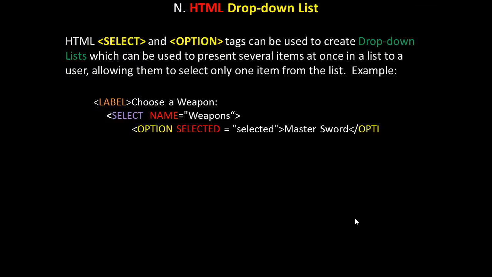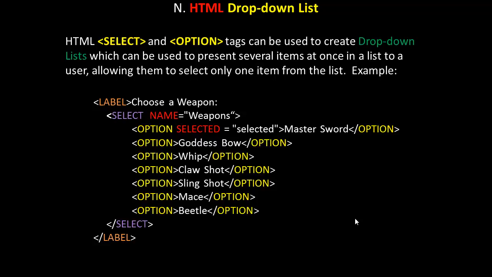HTML select and option tags can be used to create drop-down lists, which can be used to present several items at once on a list to a user, allowing them to select only one item from the list. For example, here we're going to display on the web page, choose a weapon, and we're going to create a selection structure or a drop-down list from which the user will be able to select one of the following weapons: Master Sword, Goddess Bow, Whip, Clawshot, Slingshot, Mace, or Beetle. Yes, this is a Zelda fan page. Well, the object that will be selected is where you see the attribute colored in red that says selected. So in this case, by default, the Master Sword would be selected.